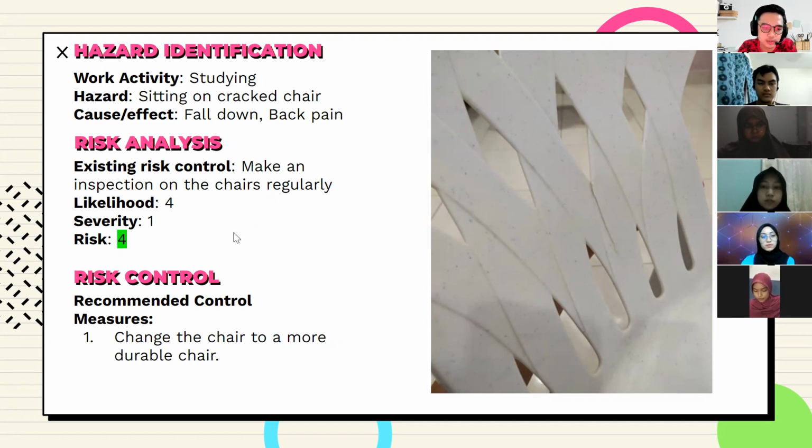Based on the risk control, the recommended control measures are to change the chair to a more durable chair, made out of plastic or aluminum or something more durable than plastic that would easily break. So next one.